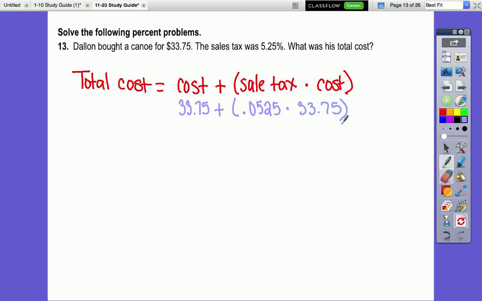So 0.0525 times 33.75 will give you 1.77 plus $33.75.